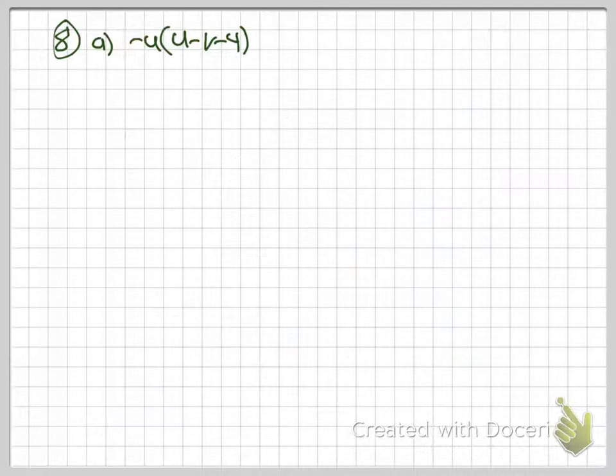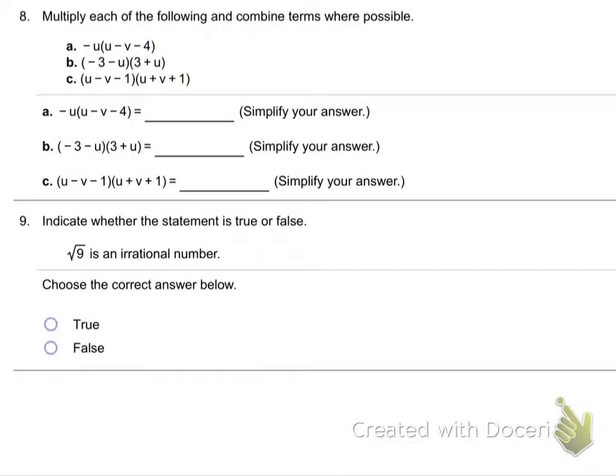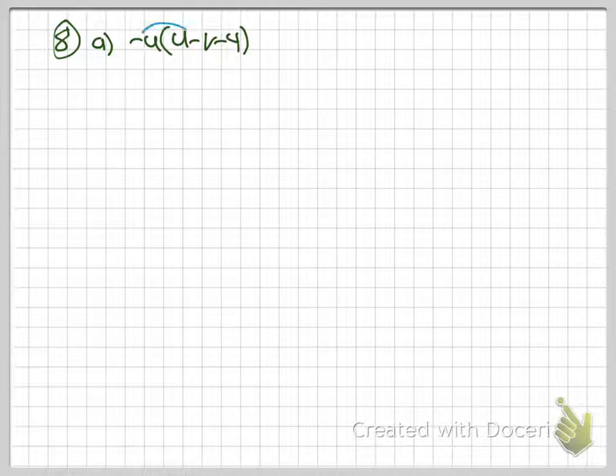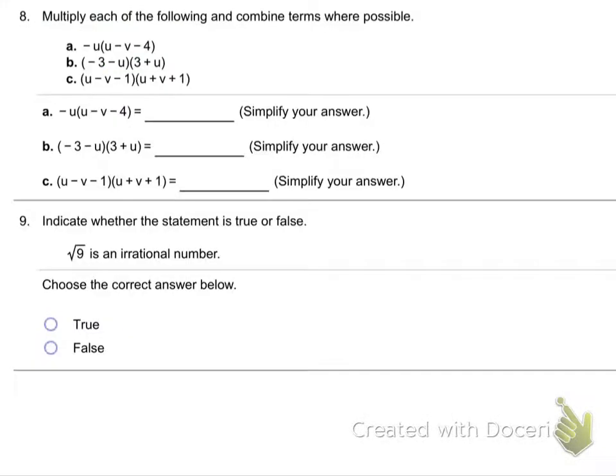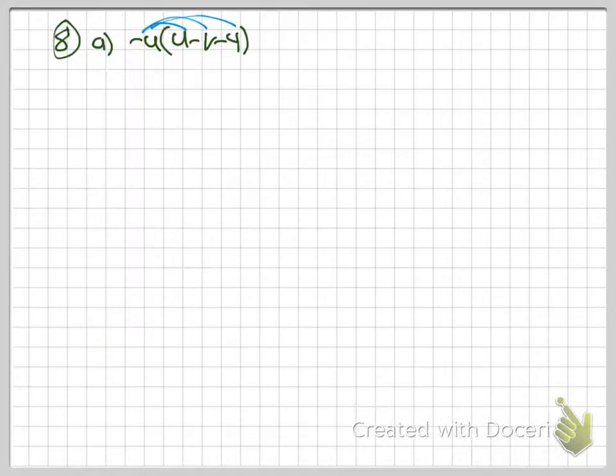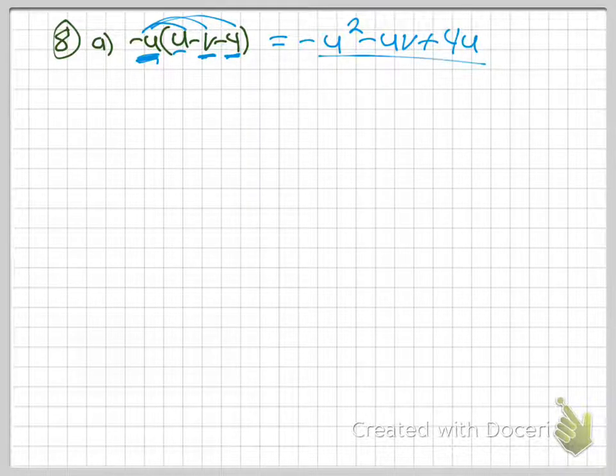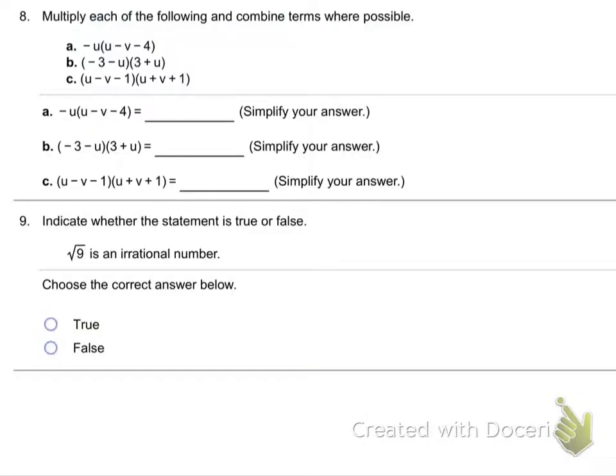Okay, so on this one they want me to do little algebra rules. I'm going to multiply. So remember this from your algebra days. You multiply like that. And so that's going to be minus u squared, right? Minus u times u. And then minus u times minus v is minus uv. And then minus u times minus 4. Two negatives makes plus 4u. There we go. Let's try the second one, part B.